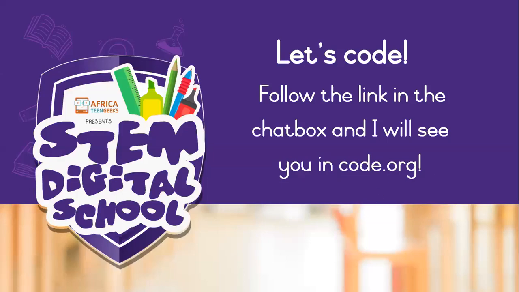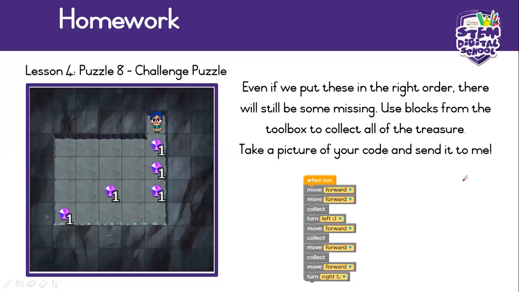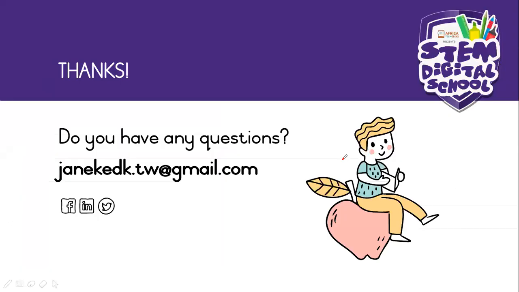This one. And then here's the challenge puzzle. Even if we put these in the right order, there will still be some missing. Use blocks from the toolbox to collect all of the treasure. Take a picture of your code and send it to me. Here is my email. I know that some of you have asked me, how do you send it? You can just take a picture with your phone or on your computer. You can take a screenshot and then you can email it to me directly, okay?